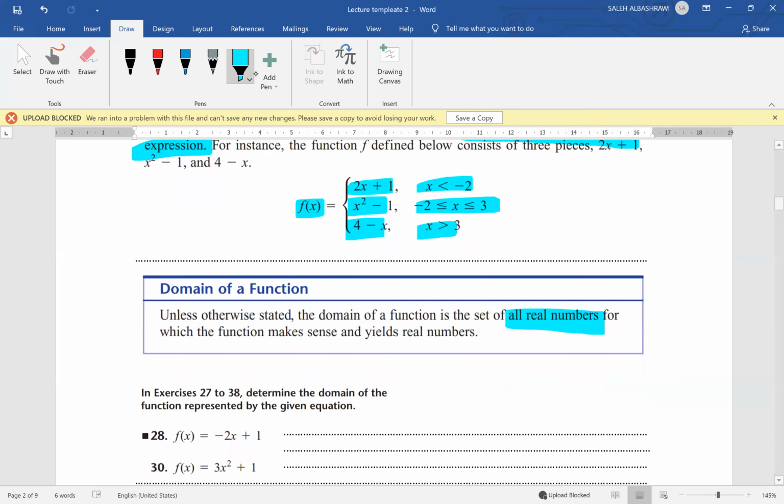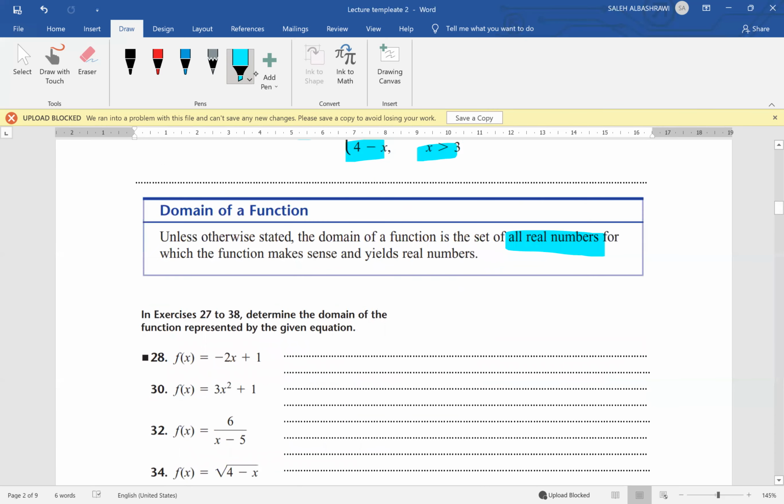For example, I need to find the domain of the function represented by the given equation. The first one, I have f of x equal to minus 2x plus 1. Actually, this is polynomial form. Any function in this form or in polynomial form, either linear or non-linear, the domain will be equal to all the real numbers. I can say it is all real numbers.